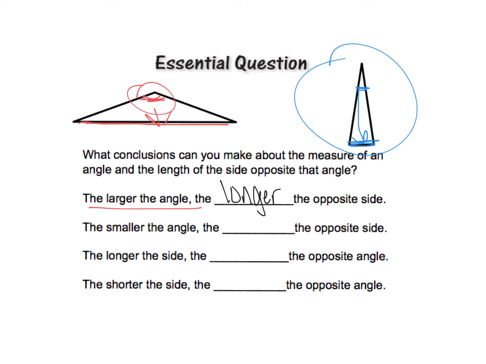And the smaller the angle, the shorter the opposite side. And it goes the other way. So if you have a longer side, that means you're going to have a larger angle. And if you have a shorter side, you are going to have a smaller angle. Keeping in mind we're looking at opposite angles. So if we're talking about this side right here, the angle opposite would be this one over here. If we're talking about this green side here, this angle would be opposite of it. It's across, or opposite.